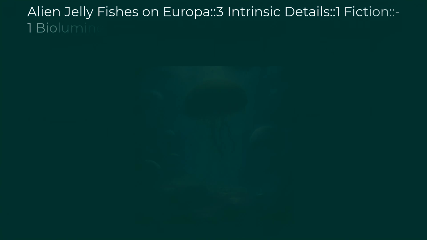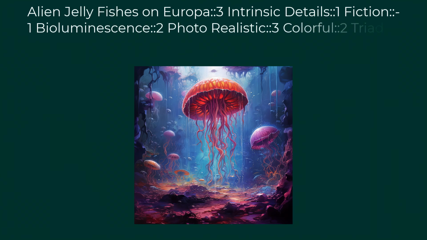I changed the prompt to Alien Jellyfishes on Europa with weight 3, Intrinsic Details and Fiction with weight 1, Bioluminescence with weight 2, Photorealistic with weight 3, Colorful with weight 2, and finally Triadic Colors with weight 1, and Negative Prompt with no human. Some images it created with this prompt showed human figures on the alien planet's surface.